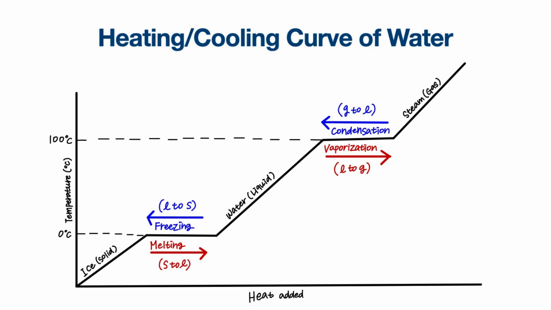The heating and cooling curves of water demonstrate the relationship between temperature changes and phase transitions, highlighting periods where temperature remains constant during melting, freezing, condensation, and vaporization. These curves illustrate the significant energy exchanges required for water to change states, emphasizing the unique thermal properties of water.